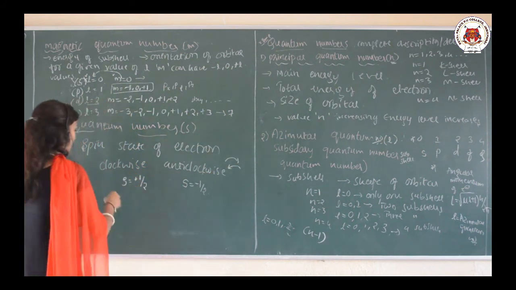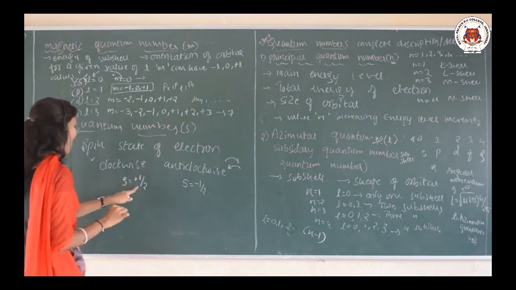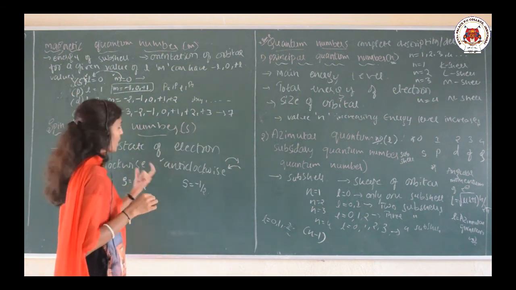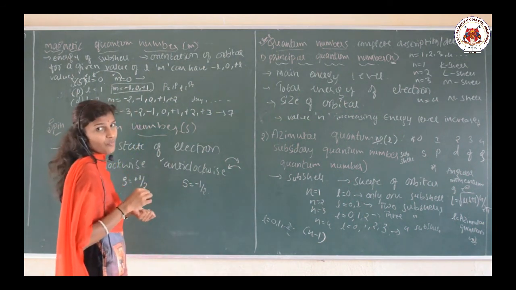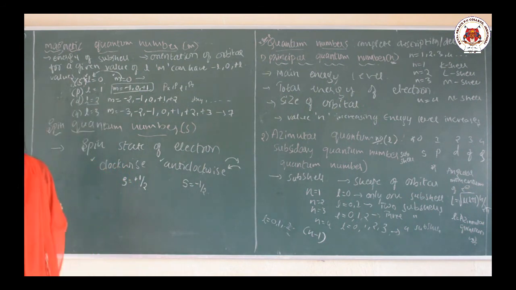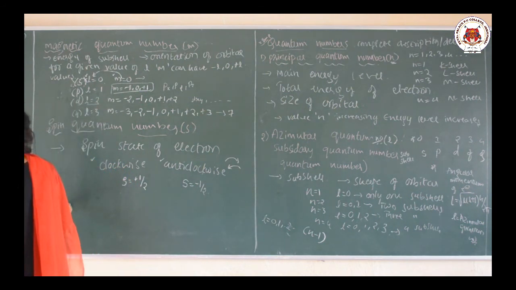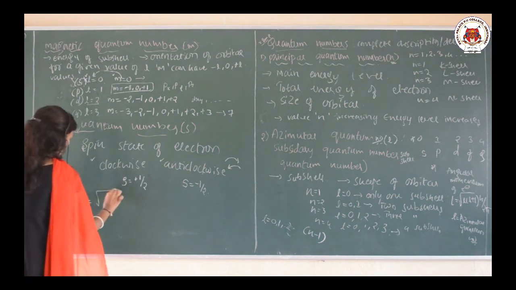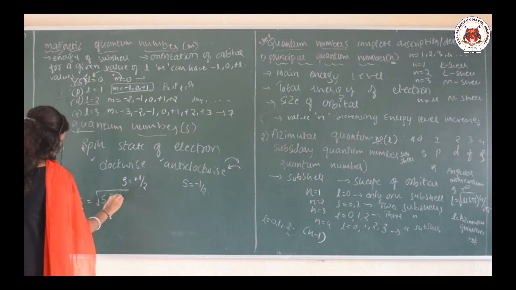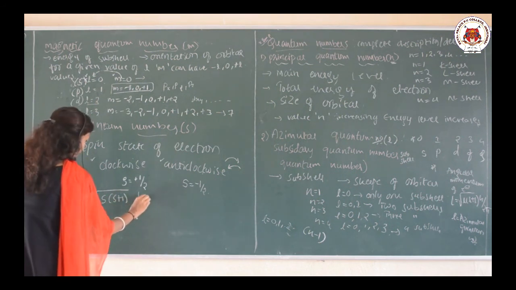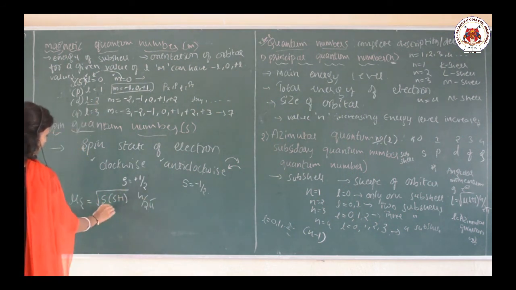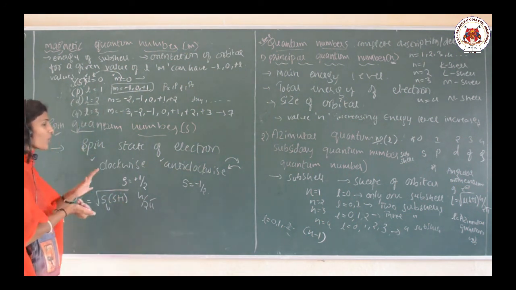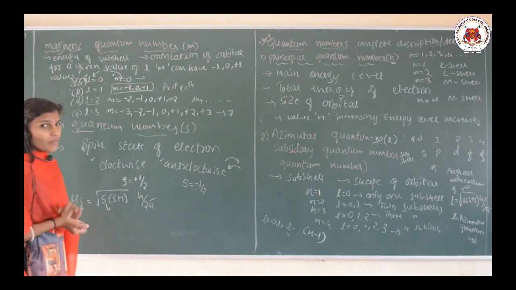If it is spinning in the clockwise direction, the value of s will be +1/2. If it is spinning along the anti-clockwise direction, the value of s is -1/2. And one more thing, the spin magnetic moment is represented by the formula root of s(s+1) into h upon 2 pi, where s is again the spin quantum number. So this is how we can explain the quantum numbers, very important.